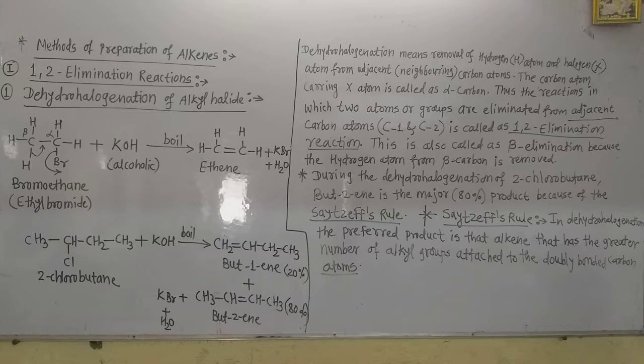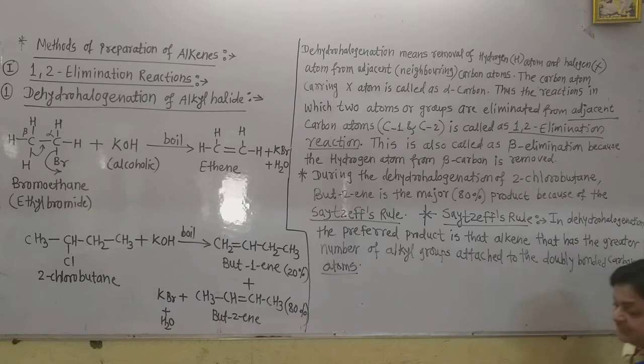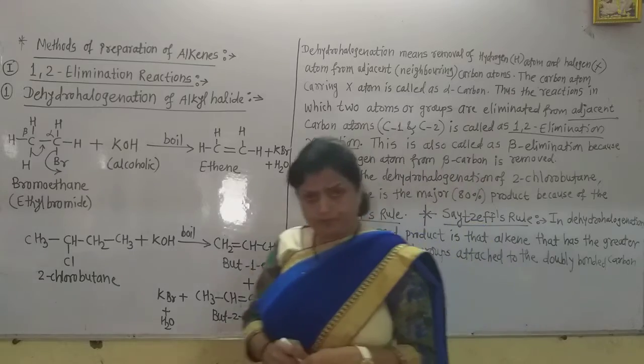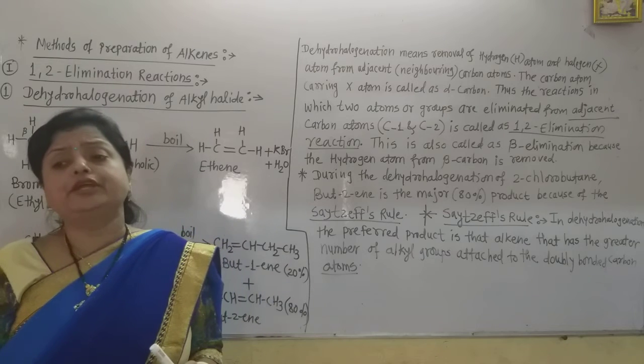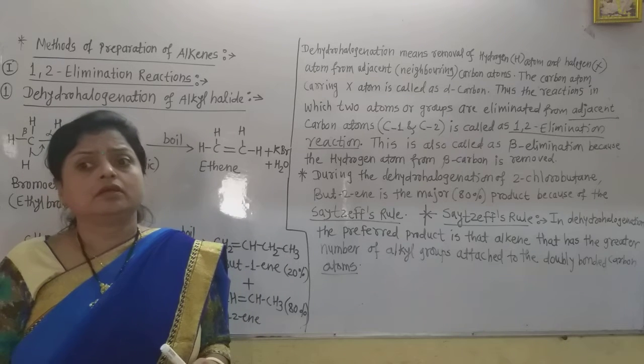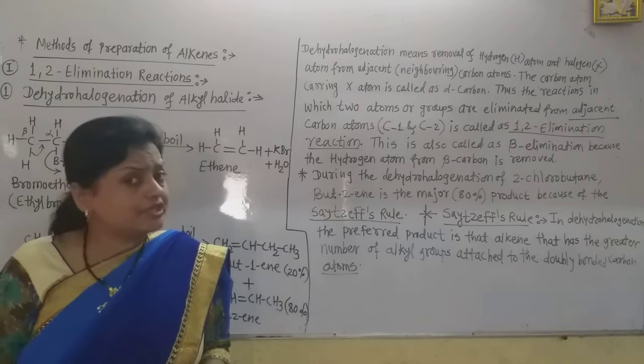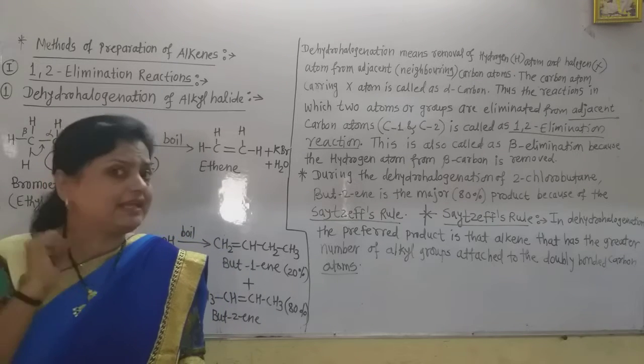Now let us see today the very important reaction of preparation of alkenes from the alkyl halides. You know the alkyl halide. What is meant by alkyl halide? If the halogen atom is directly attached to the alkyl group, then we call that the alkyl halide, or if one of the hydrogens of the alkane is replaced by the halogen atom, then there is formation of alkyl halide.